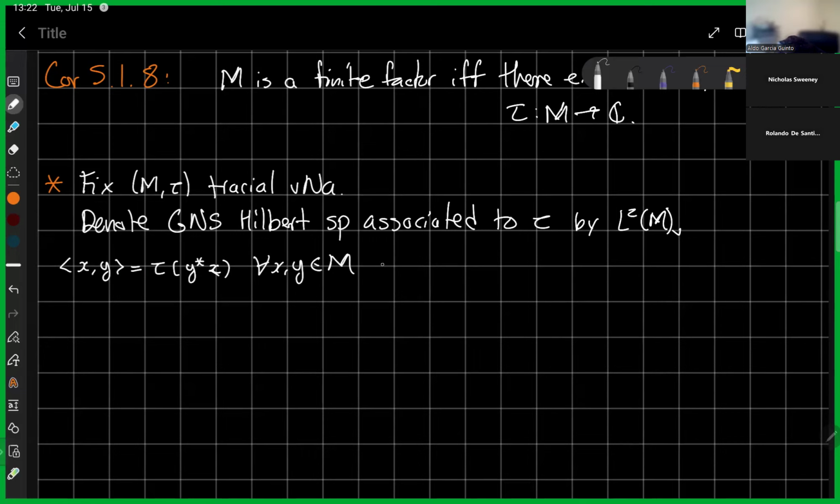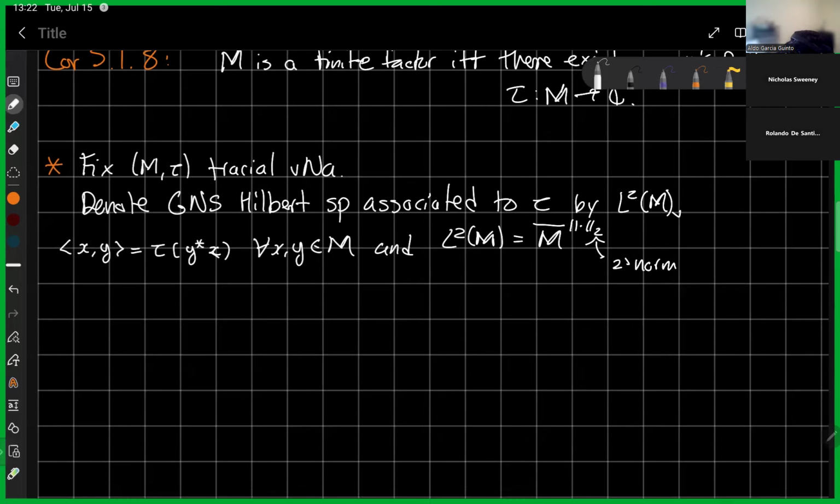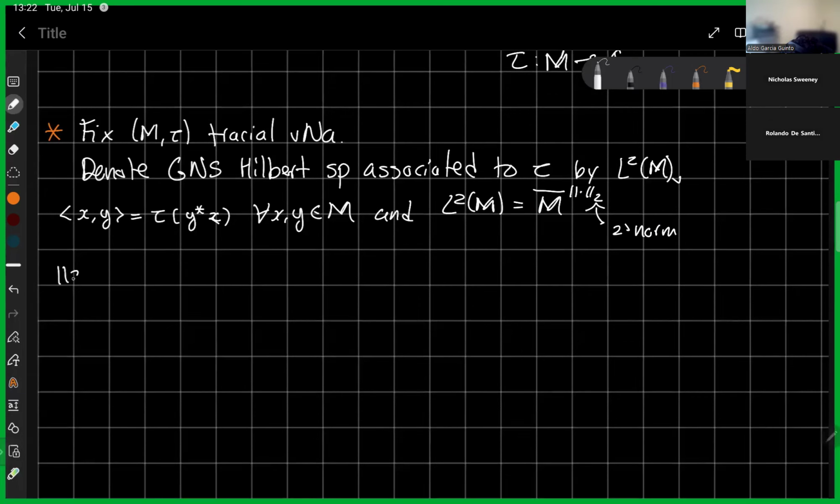And so L2 of M, just to remind everybody, is the closure of M with respect to this norm, and this is called the 2-norm. So the 2-norm of an element will look like this. I'm calling it a norm because tau is faithful, so this is a norm since tau is faithful.